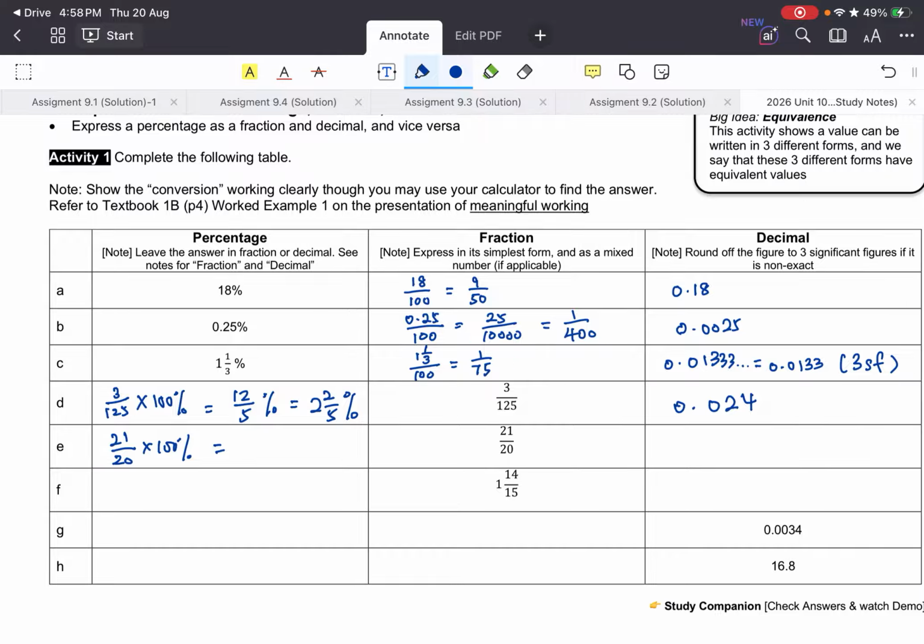This will give us 105%, right? As a decimal, it will just be 1.05. Okay, now 1 and 1 over 14. Okay, I'm going to do 14 over 15. 1 and 14 over 15.